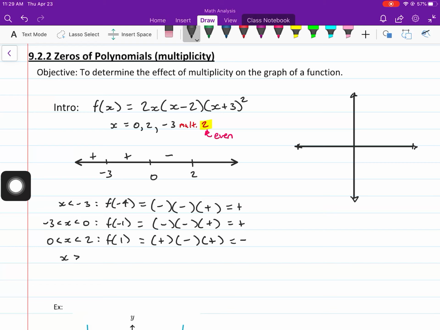And then we need to test to the right of 2. So f of 3, that's a number to the right of 2. Plug that in: positive, positive, and then anything squared is positive. So that's going to be positive. And there you have it. So looking at this, let me just plot our zeros just like we did before. Negative 3 is right here. I'll put a red dot, meaning it's a 0 there. And then at 0, right on the origin, and then also at 2.